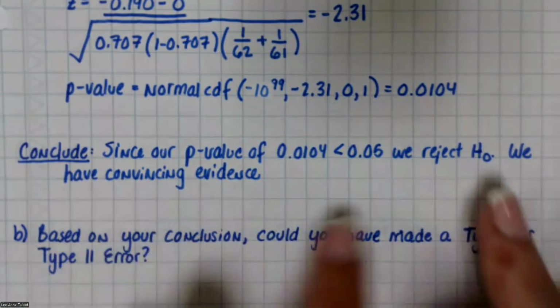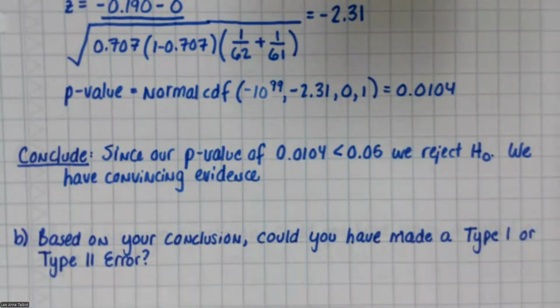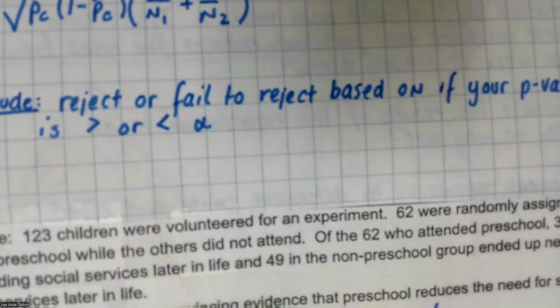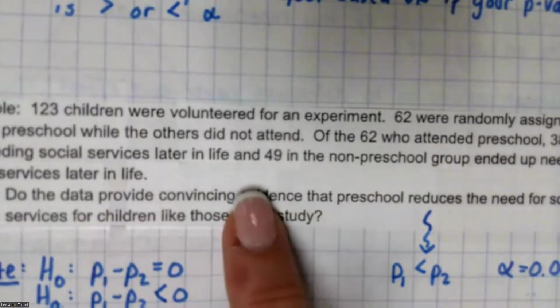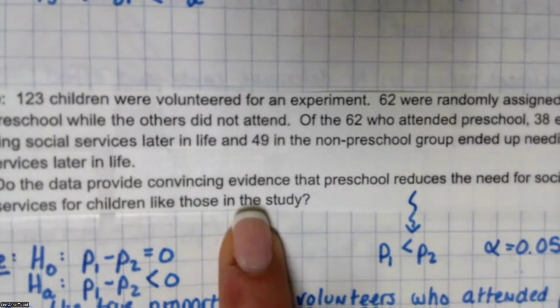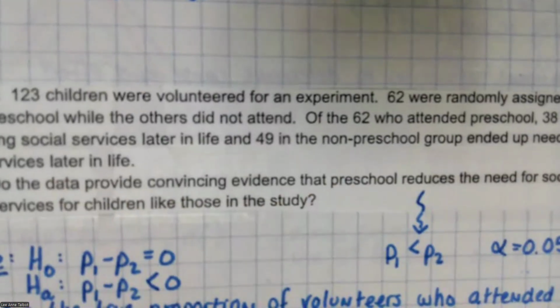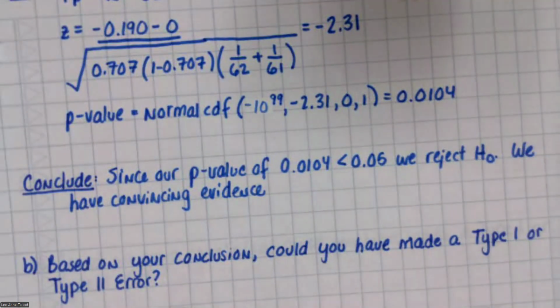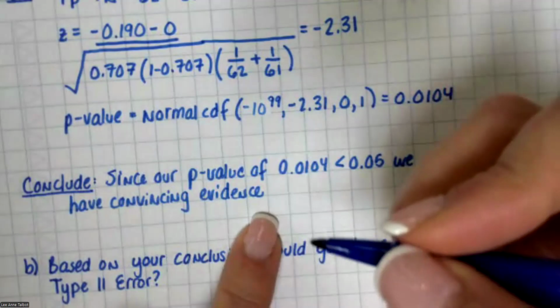So I go, we have convincing evidence. And then I look back at the problem and I'm going to answer the question. We have convincing evidence that preschool reduces the need for social services for children like those in the study. This is so much easier to write than whatever writing the Ha would produce. Do you see what I'm saying? So if it's easier, just go back and answer the question.